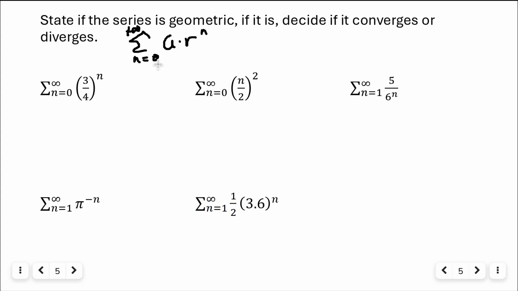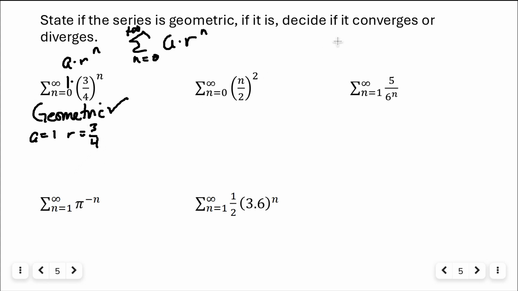Okay, so let's take a look. Here's our first series. It's the sum from n equals 0 to infinity of 3/4 to the n power. So we're trying to get a series to look like this, a times r to the n. Well, I certainly have an r to the n. You can see it. The question is, what would a be? Well, there's no number in front here, so there's really a 1 there. So this is geometric. We know a is 1, r is 3/4.